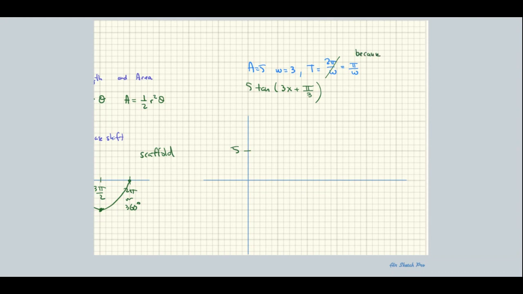Because tangent and cotangent have a natural period of pi. Everything else has a natural period of 2 pi, and that's why that works, okay? So in this case, my period is pi over 3, yeah? My period is pi over 3. Now, the next fun question for everybody, what's the phase shift?